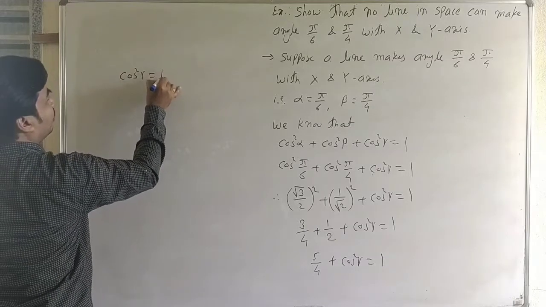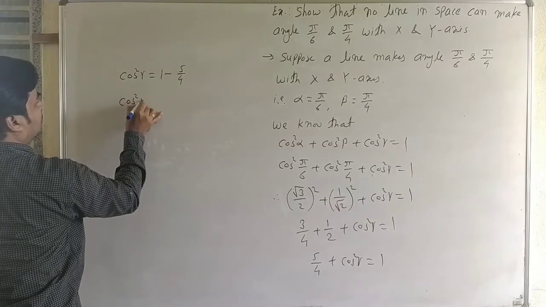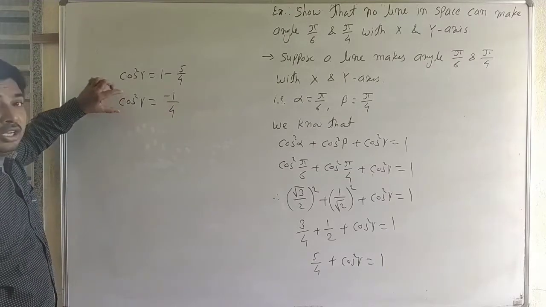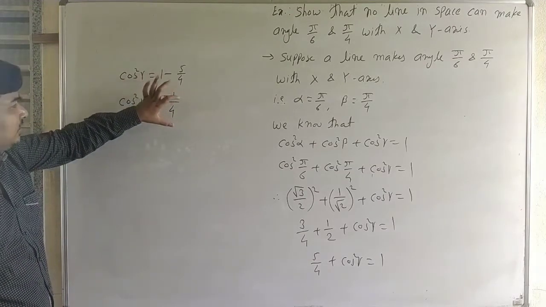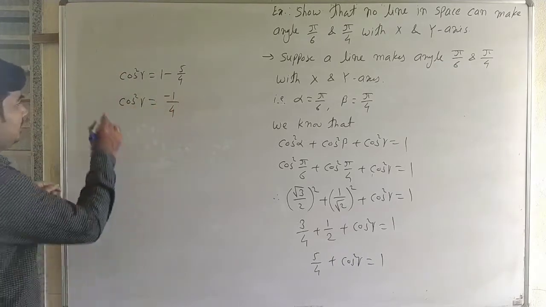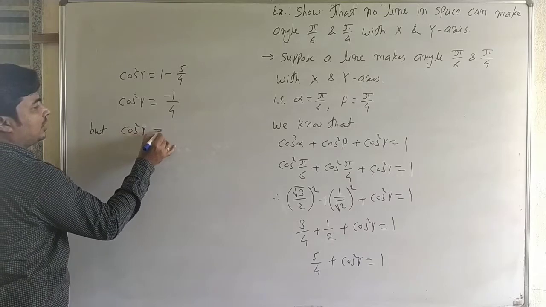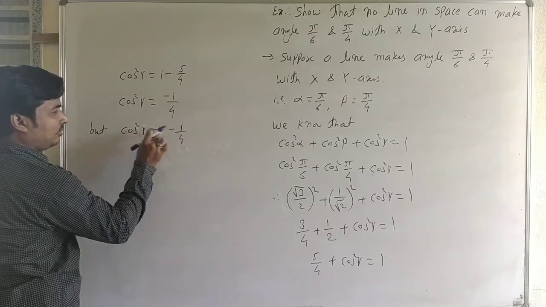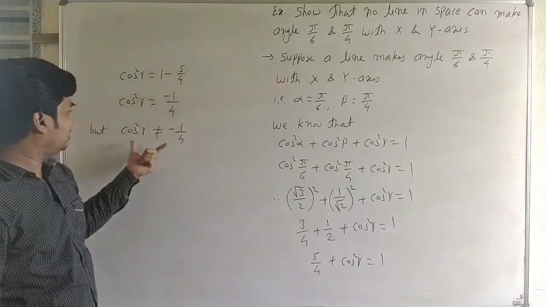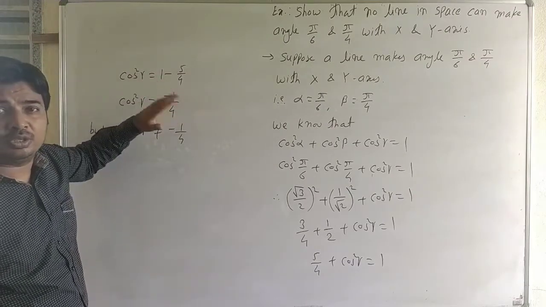cos square gamma is equal to 1 minus 5 by 4. Cos square gamma is equal to here minus 1 by 4. Okay, a square is negative. Okay, that is not a real number. Okay, the square of every real number is positive, but it is not positive. Okay, but cos square gamma cannot be equal to minus 1 by 4 because it is a square. Okay, therefore there is no line in space. Okay, this condition is not satisfied, so we cannot find the value of gamma. Okay, that is the third angle.